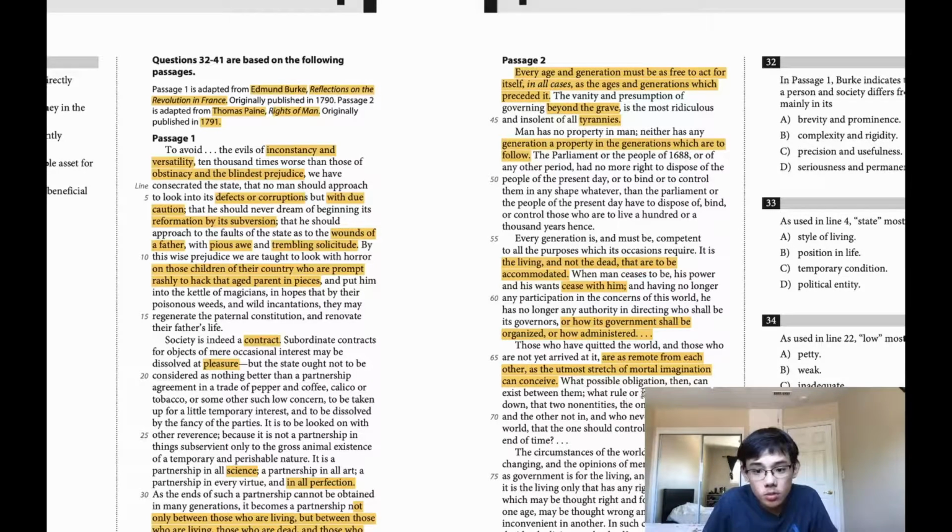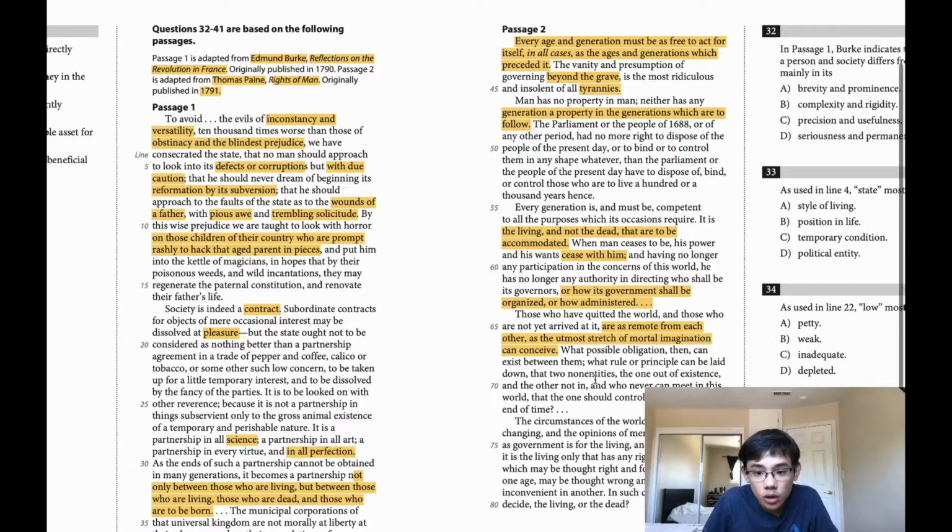What rule or principle can be laid down that two non-entities, the one out of existence and the other not in, and who never can meet in this world, that the one should control the other to the end of time? Again, sort of repeating the main thesis that he has. If one generation is already out of existence and one is in existence, these two groups can never meet.